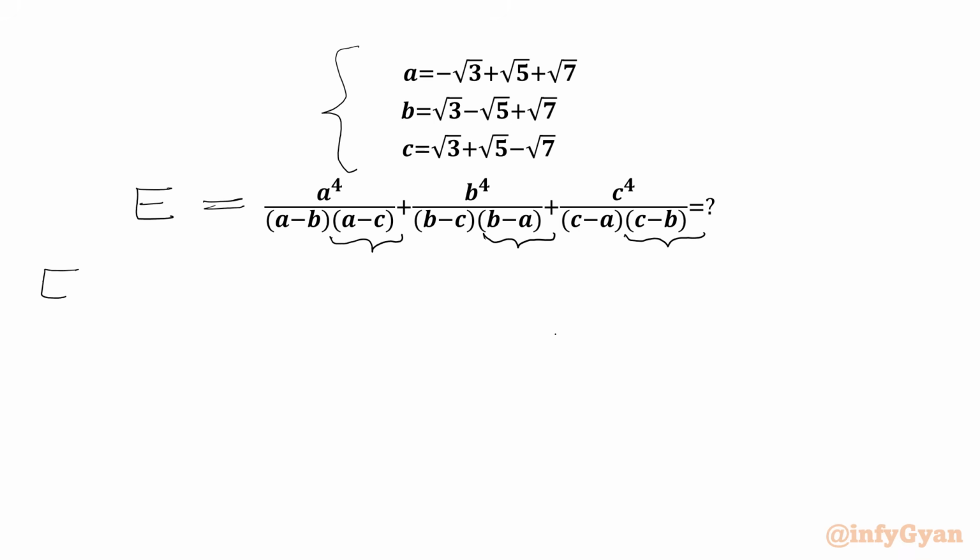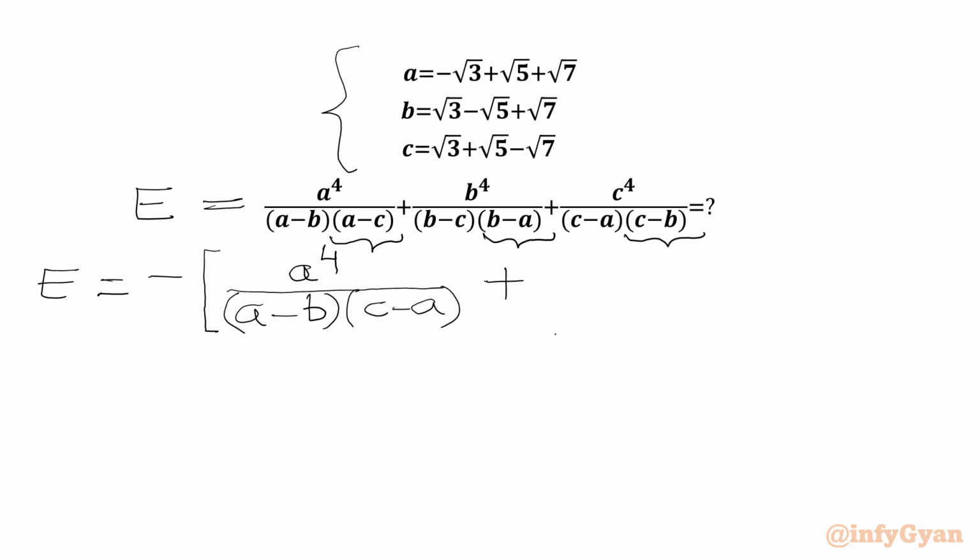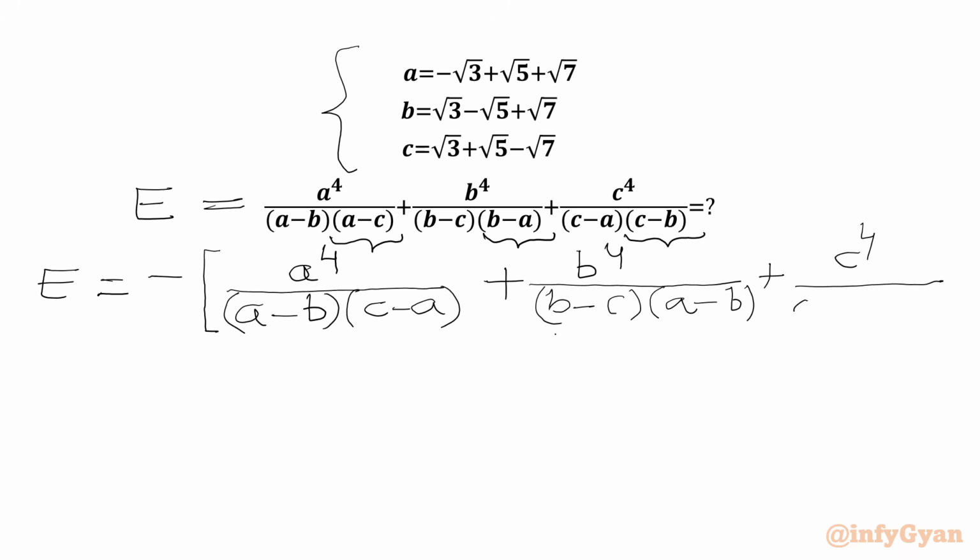We will get E equal to minus, which is overall common. In numerator we will write A power 4, in denominator we will write A minus B times C minus A, plus B power 4 over B minus C times A minus B, plus C power 4 over C minus A times B minus C.